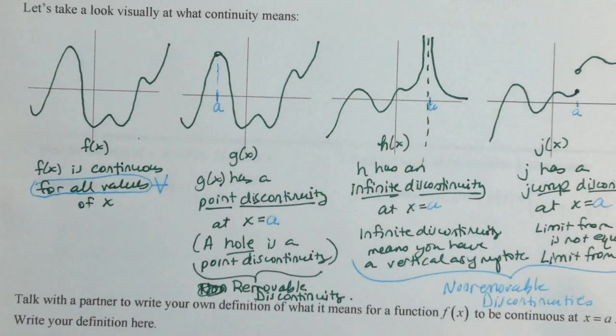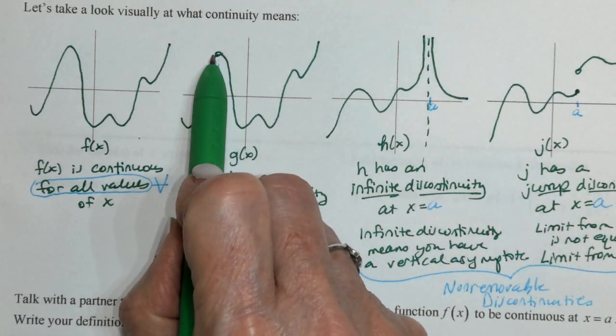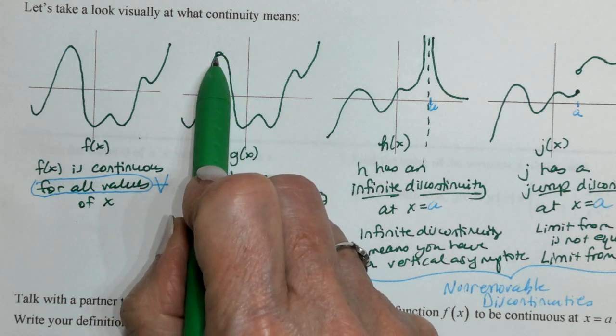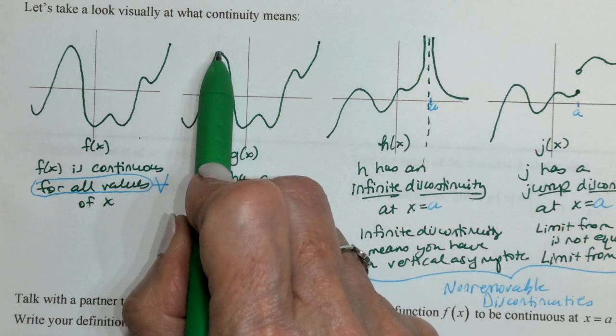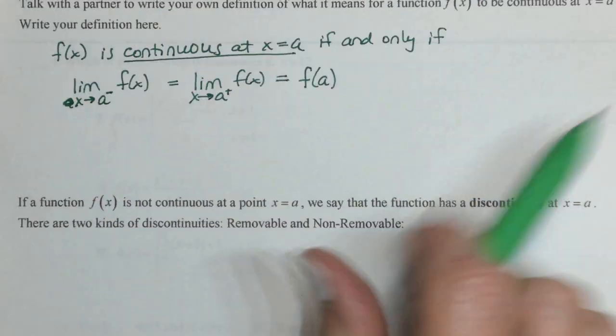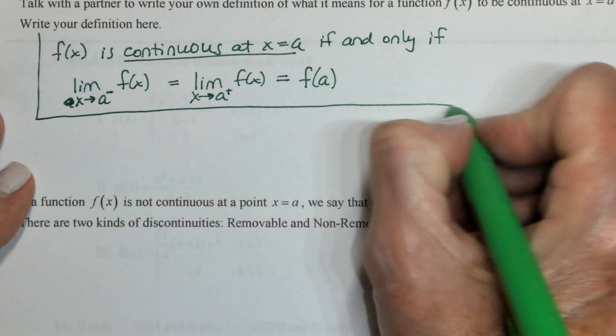So here the limit from the left is equal to the limit from the right, but it's not continuous because they are not equal to f of a. Okay? Alright, so this is our definition of continuity.